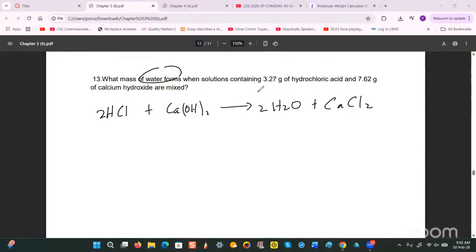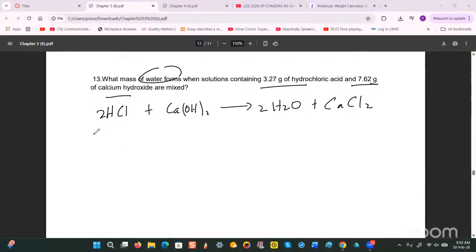Okay, so let's see what the question has given us. The question has given us the mass of hydrochloric acid and the mass of calcium hydroxide. So we're gonna do something similar to what we did in the previous problem, where we're gonna start off with the masses of each reactant and figure out, in this case, what mass of water you'd expect to get, right?